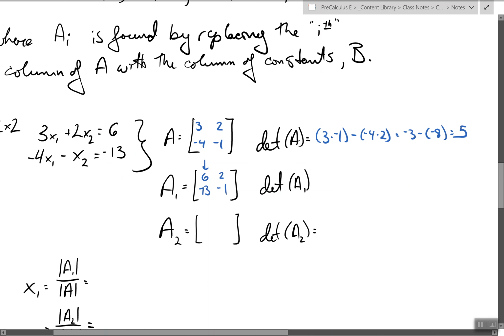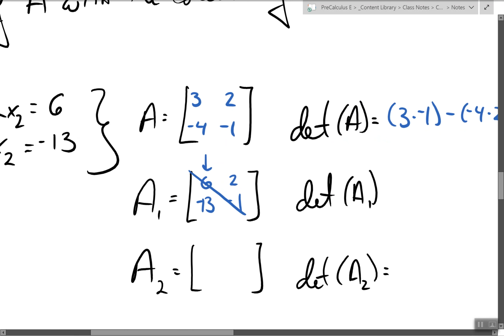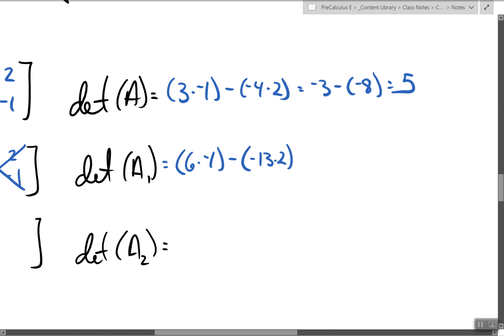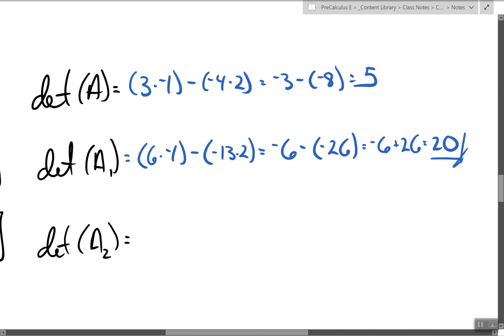And then we're going to do the same process to find the determinant. Do the cross products here. So 6 times negative 1 minus negative 13 times 2. So 6 times negative 1 is negative 6 minus 13 times negative 2 is negative 26. And we end up with negative 6 plus 26, which is 20. And that's really good for us because our original determinant was 5. 20 is divisible cleanly by 5, so we are in good shape.